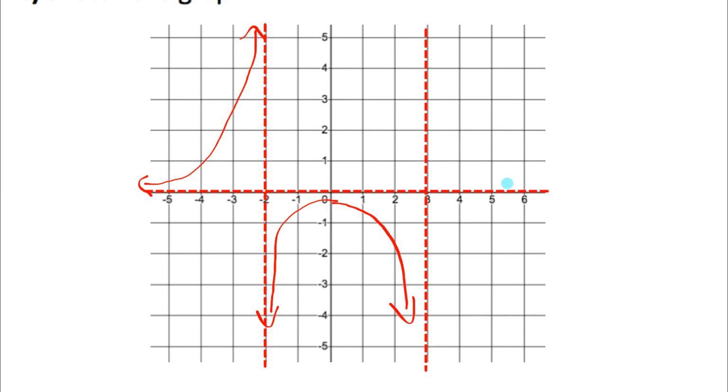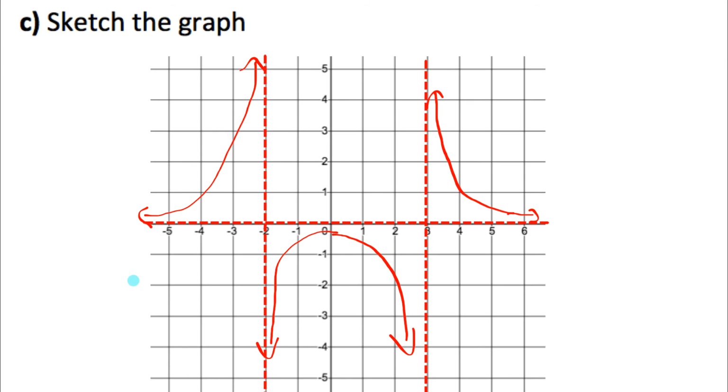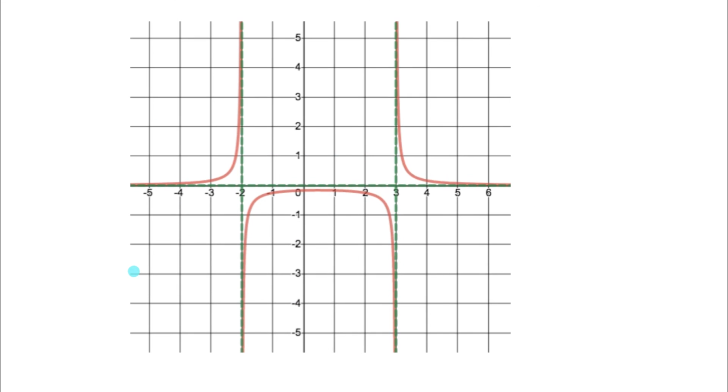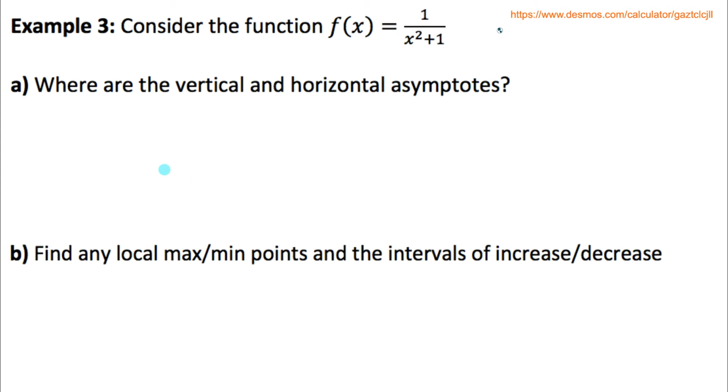So from the right of 3, as I approach 3, I need to be going towards infinity. So that's a general shape of what this function would look like. And there's the Desmos graph of the function. Notice our shape, really close to that one.